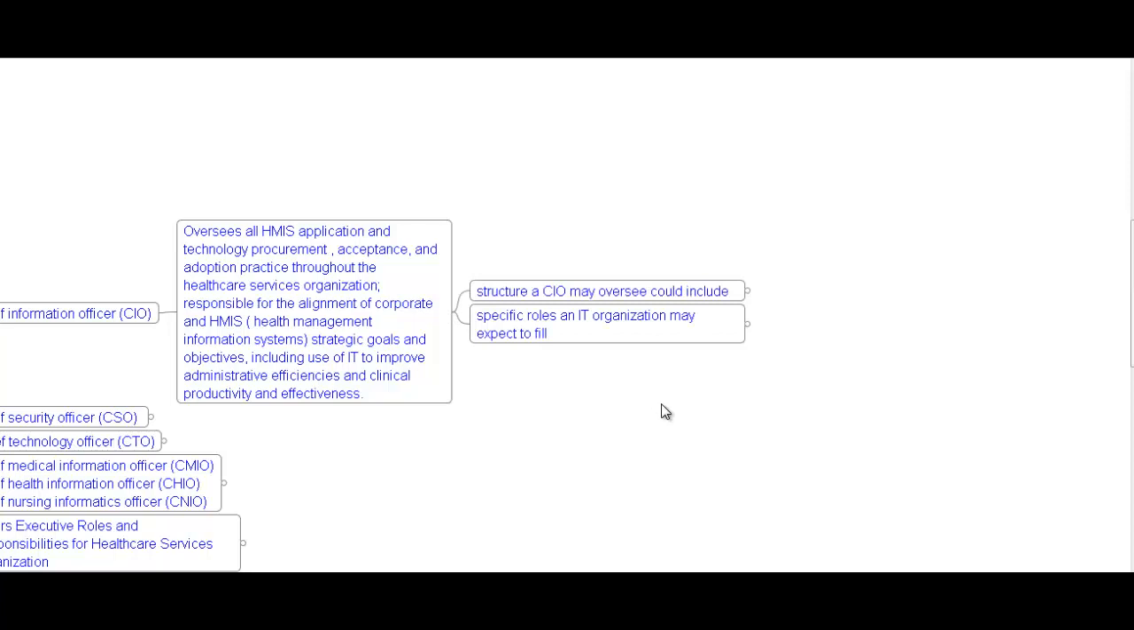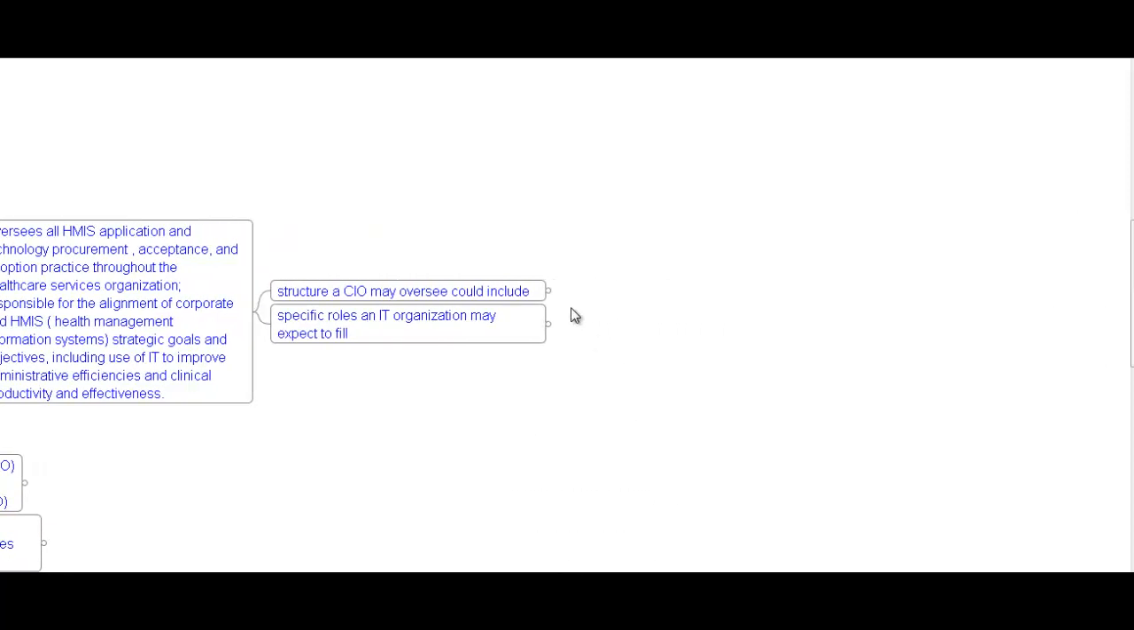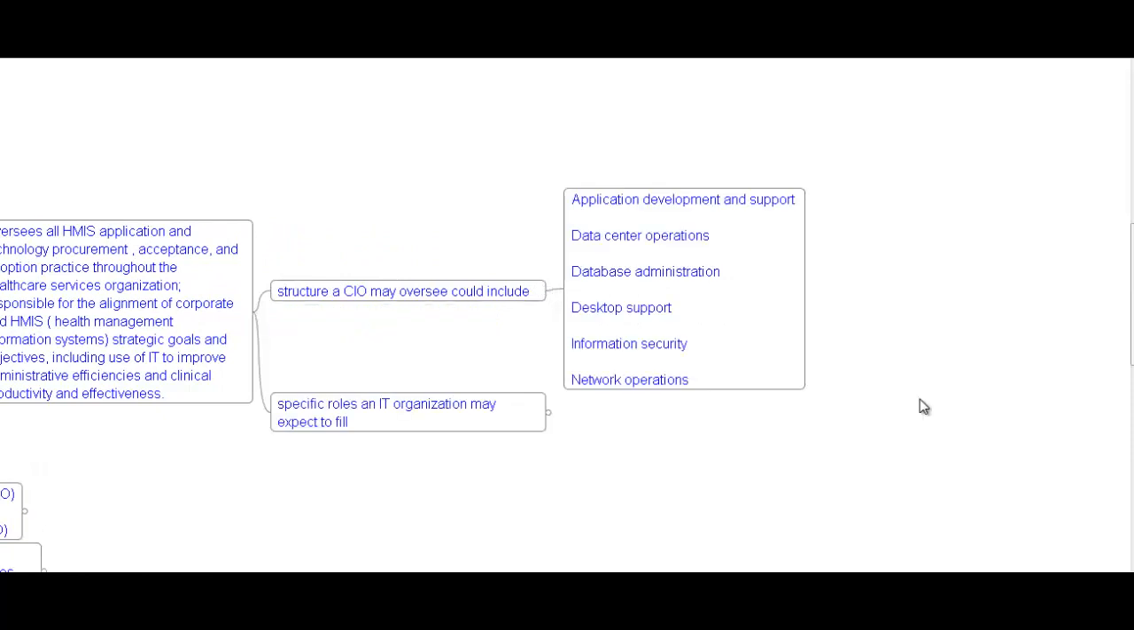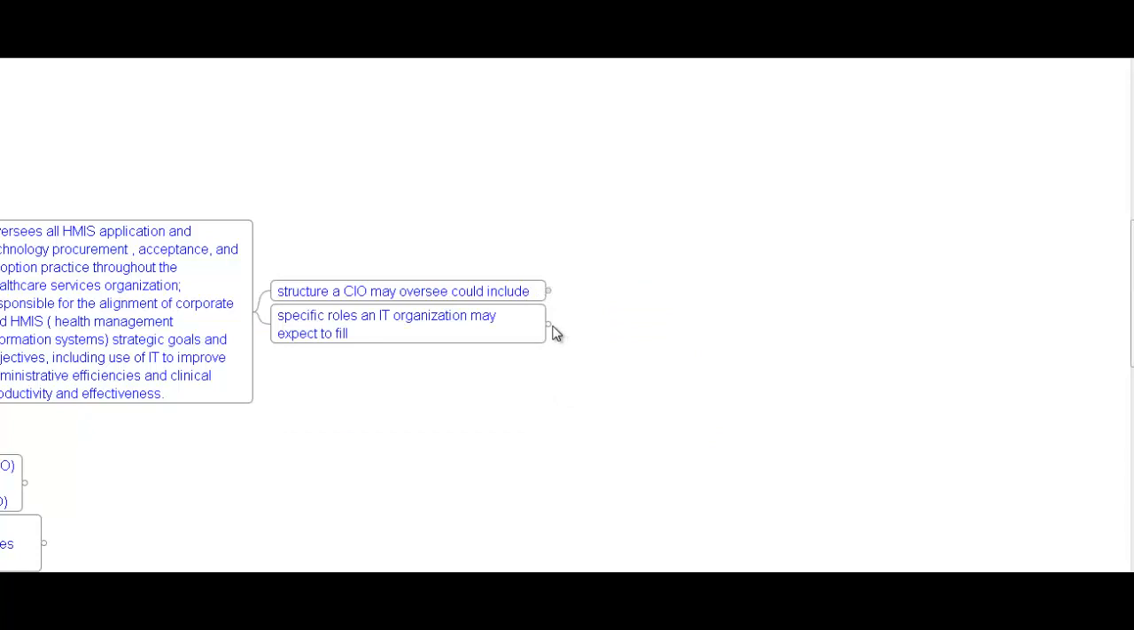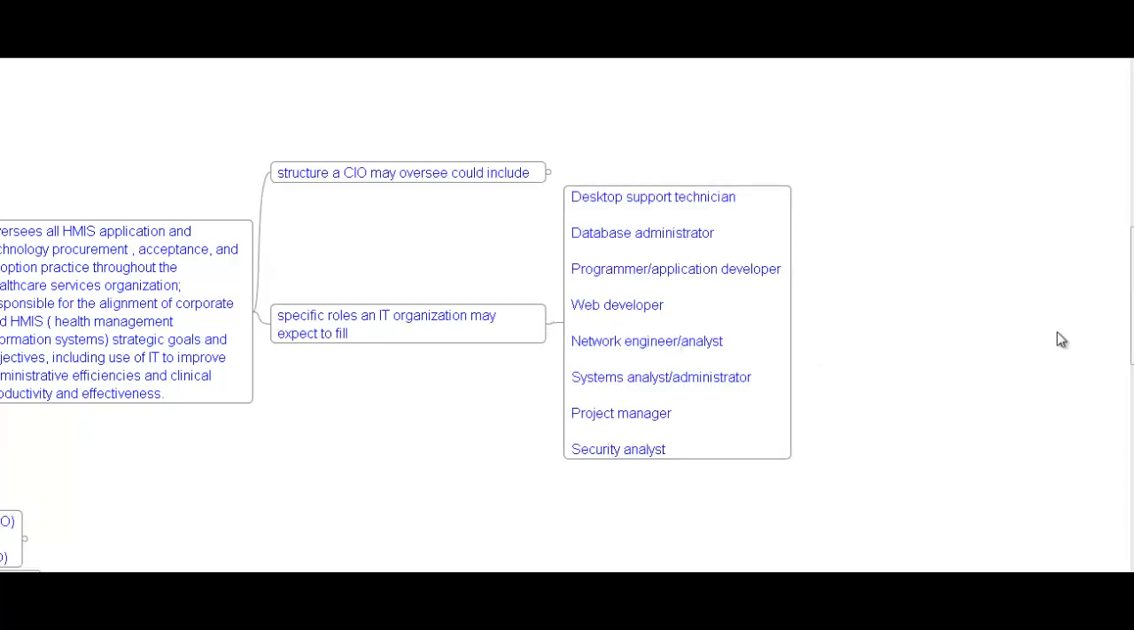The structure under the Chief Information Officer includes application development support, data center operation, database administration, desktop support, information security, and network operation. Specific roles an IT department may expect to fill are desktop support technician, database administrator, programmer, application developer, web developer, network engineer, system analyst, administrator, project manager, and security analyst. Let's see the other positions.